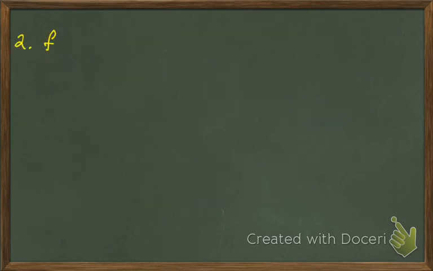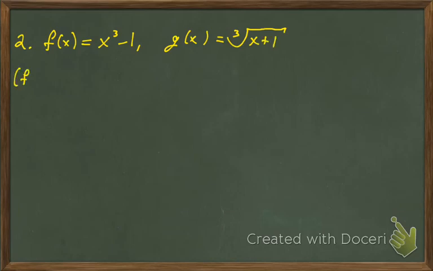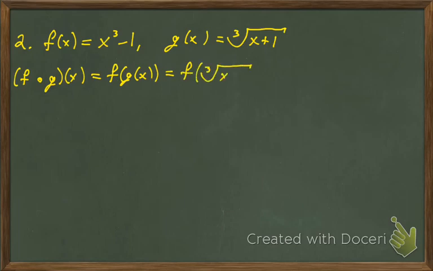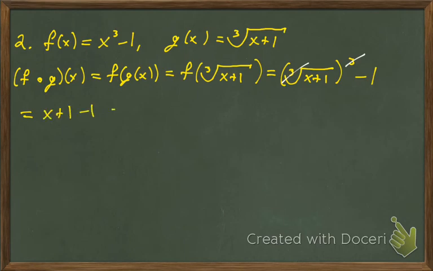So number 2, we're going to look at f of x is equal to x cubed minus 1, and g of x is equal to the cube root of x plus 1. We'll find f composed with g of x, which is equal to f of g of x, f of the cube root of x plus 1. What f does is it cubes the input and then subtracts 1. So the cube and the cube root are going to undo each other, so that frees the x plus 1. And then we'll subtract 1, and we get x.